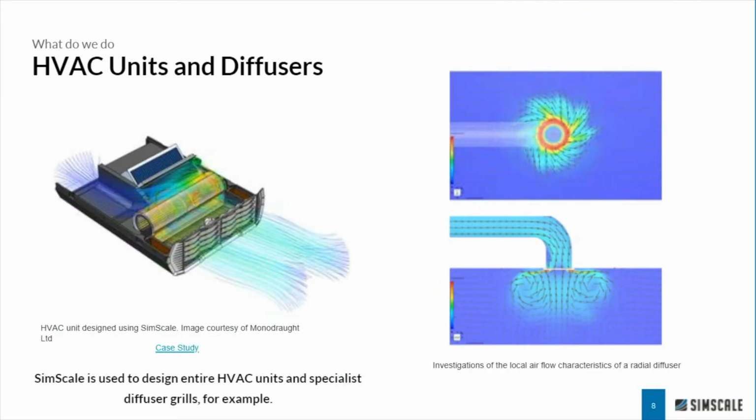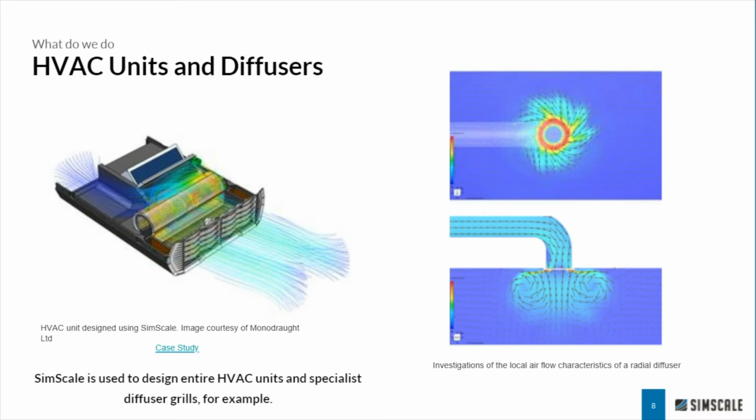As another example, on the left side, you see an HVAC unit from our customer Monodraught. And they use SimScale to design and optimize a new generation of net zero hybrid ventilation systems. So with their compact HVAC unit, they can provide natural ventilation, hybrid mixing ventilation, and low energy heat recovery ventilation in a single unit.